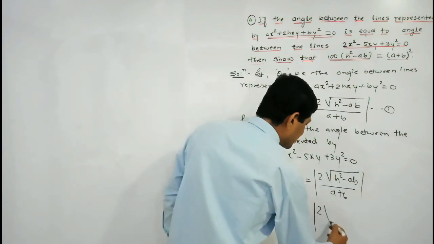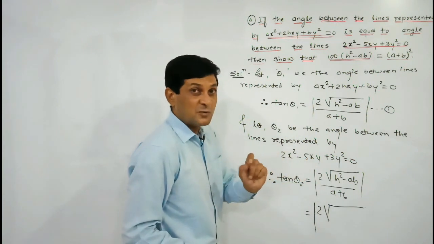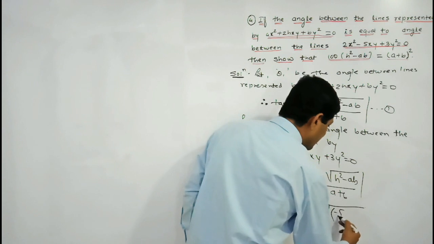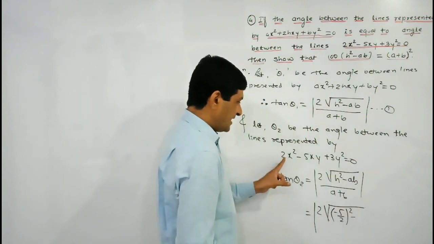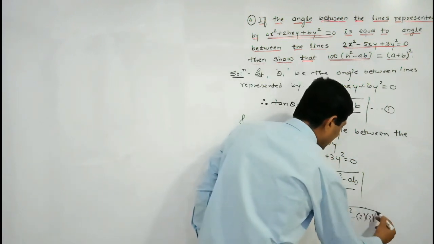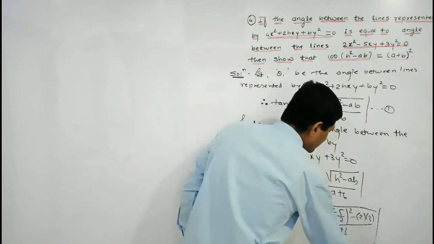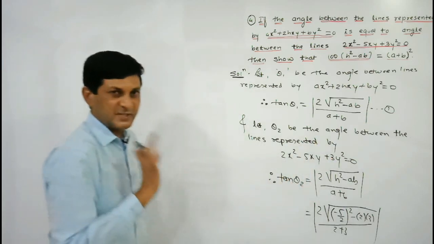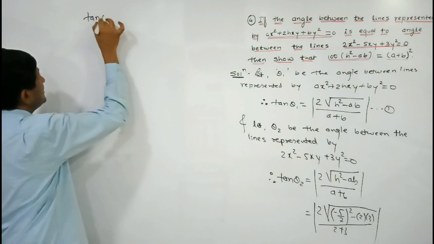So 2, keep it as it is, under root. I am replacing h: 2h is equal to minus 5, so h is equal to minus 5 by 2. Minus 5 by 2 whole bracket square minus ab, and ab means 2 into 3. And in the denominator, a plus b means 2 plus 3. We have simply substituted the values of a, b and h obtained from this equation. So let us simplify it and try to find the value of tan theta 2.